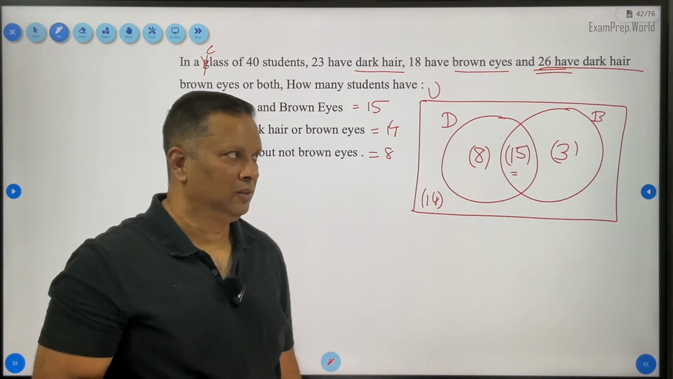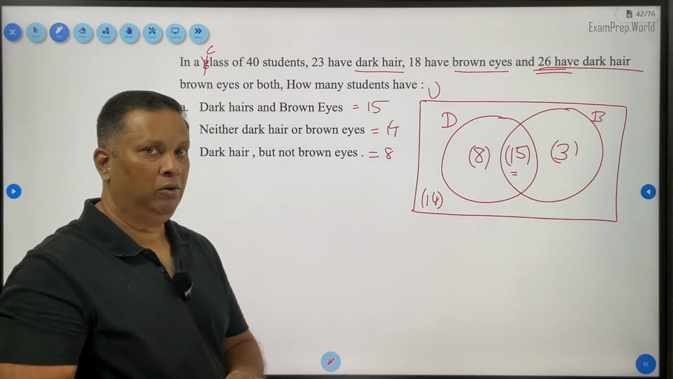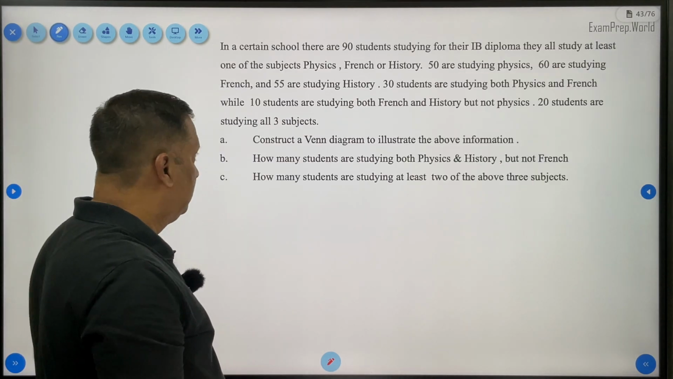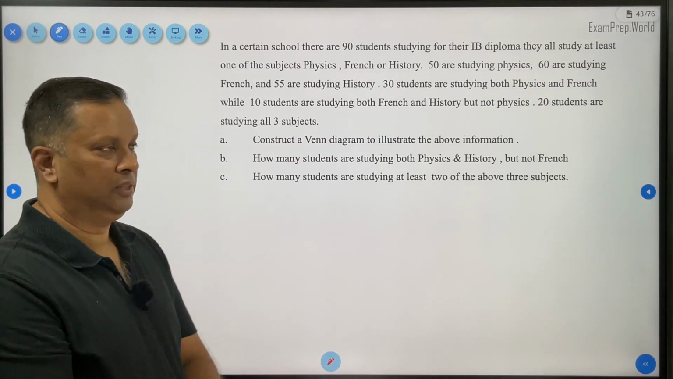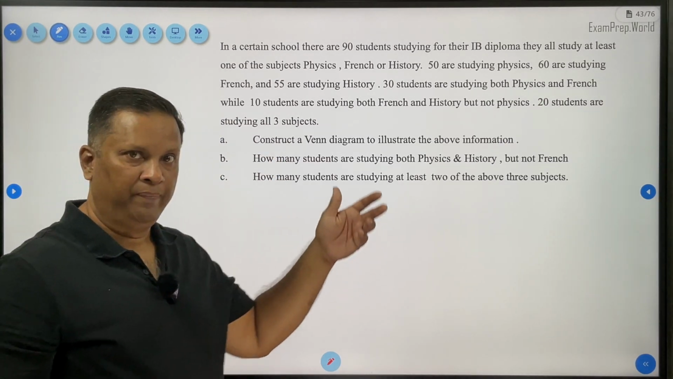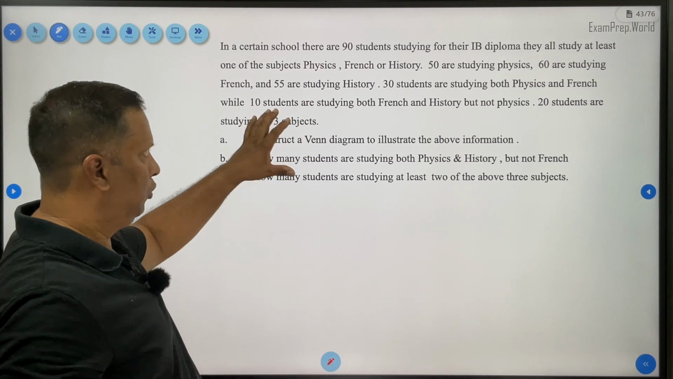So these kinds of questions do come in exams, and not with one set, they sometimes come with 3 different sets. And here we have something like that, where you will have 3 different sets. This particular question has appeared at least 2 or 3 times in the past 8 to 10 years in IB exams. So be careful about this one, focus.